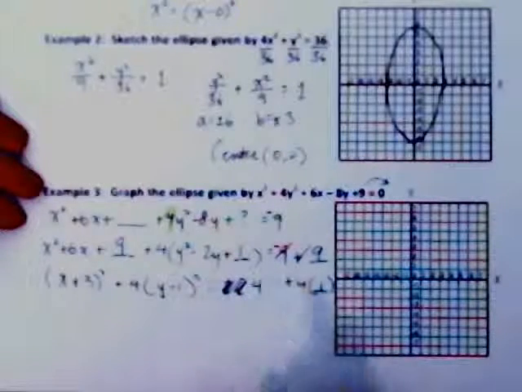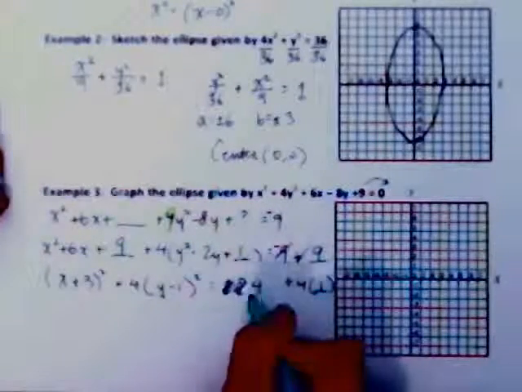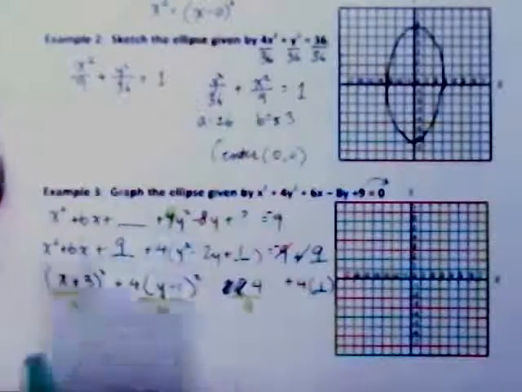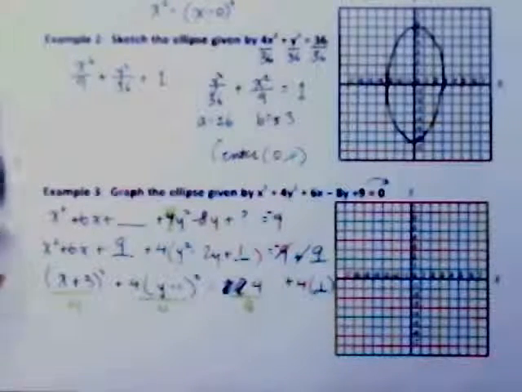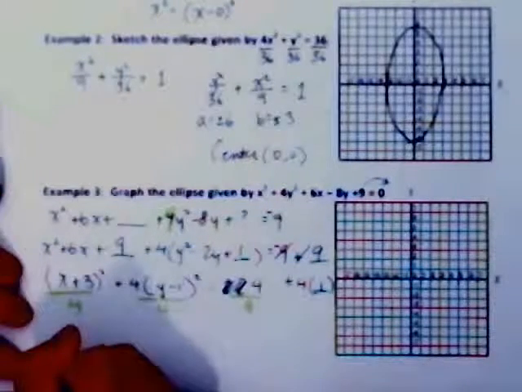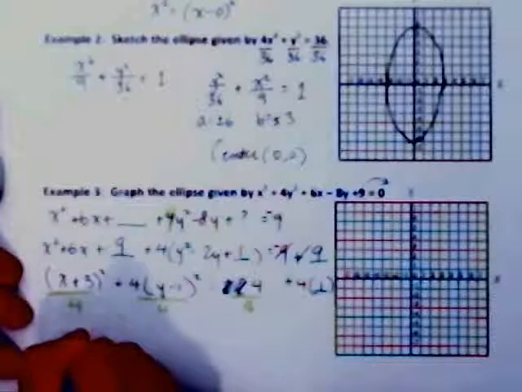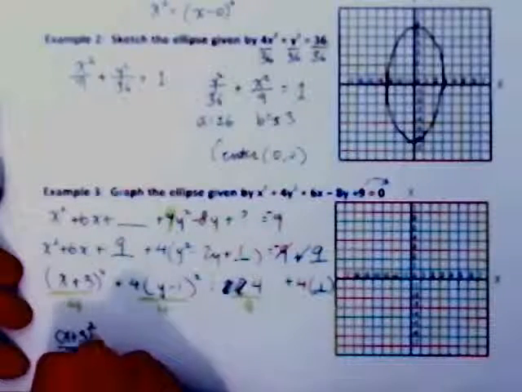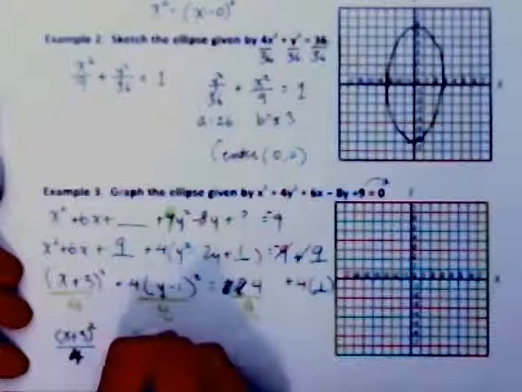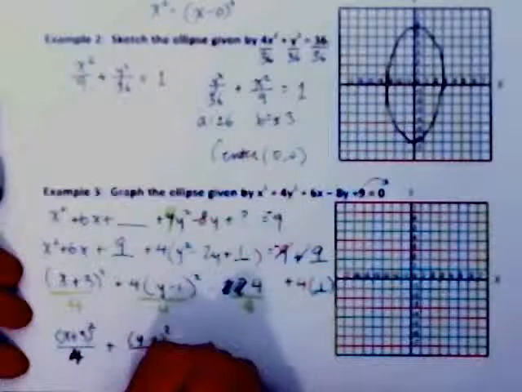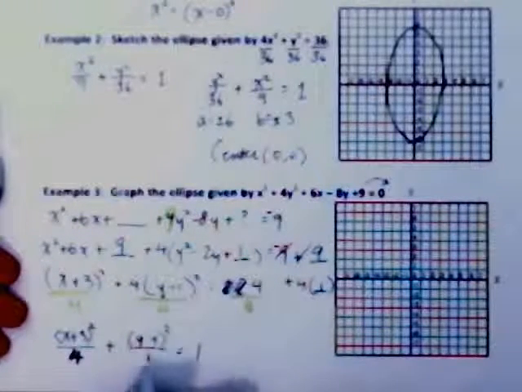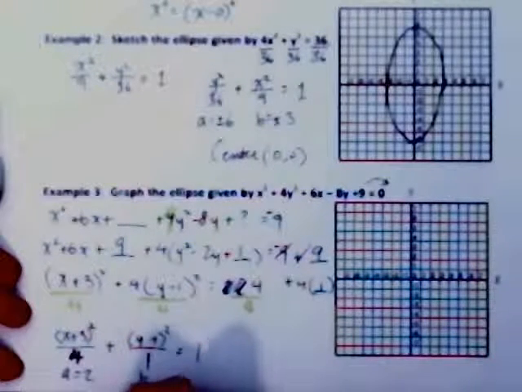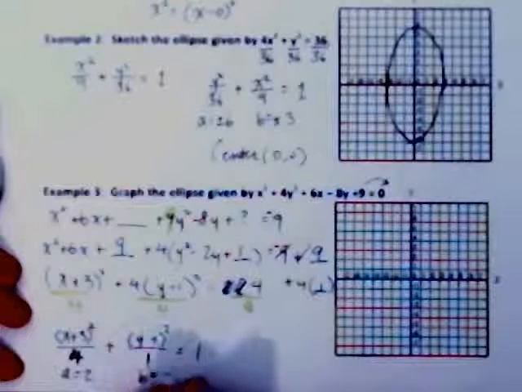So from here, remember we have to set it equal to 1 right here. So I'm going to divide by 4, divide by 4, divide by 4. Almost there. So the final standard form of the ellipse is going to be x plus 3 squared over 4, squared, plus y minus 1 squared over 1 is equal to 1. Notice these cancel and I put it over 1. My a value is 2. My b value is equal to the square root of 1, which is just 1.